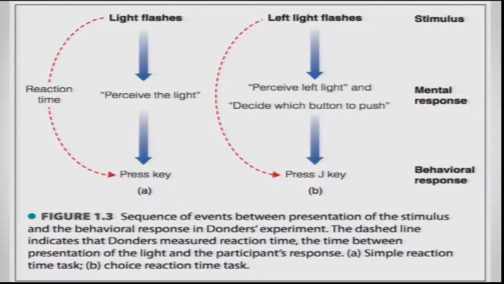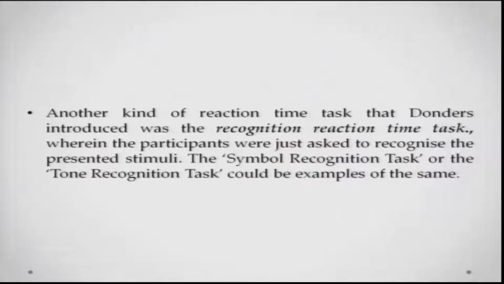In panel B, a particular side, left or right, light flashes. You perceive the light, but you then have to decide which button is going to be pressed, whether J or K. Then you press the J key because the left light has been presented. In that sense, you can already see that there was a step added, and that is what made the participant take slightly longer.